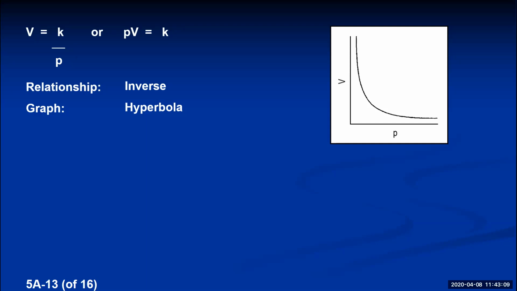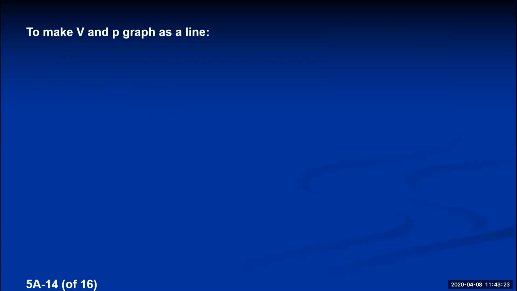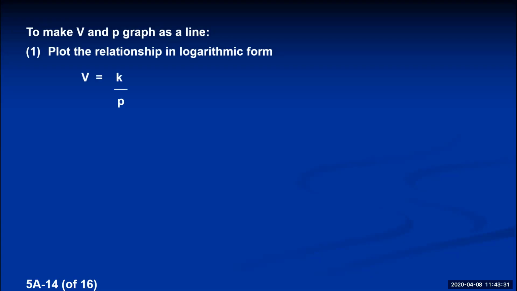So I'm going to show you 3 different ways that you can take data that looks like it should be hyperbolic or inverse and figure out a way to graph it so that it comes out as a line instead of a hyperbola. First technique, if you want to make a volume and pressure graph as a line, you can plot the relationship in logarithmic form. So let's take Boyle's law, V equals K over P. To plot logarithms, what you need to do to this equation is just take the logarithm of both the left and the right side of the equation.